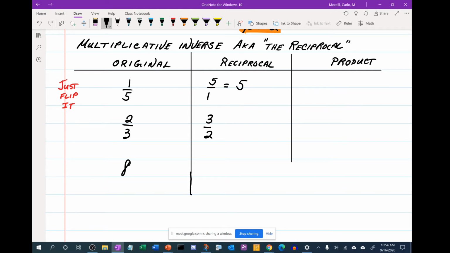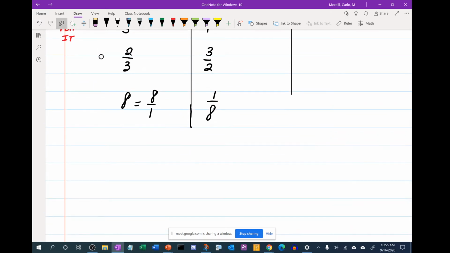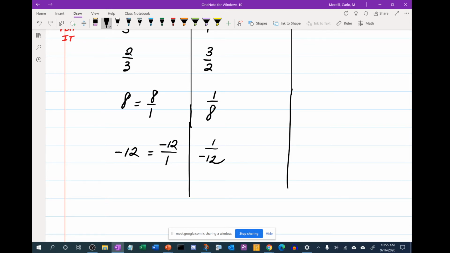Now, the reason that that's the reciprocal of 8 is because 8 is equal to 8 over 1. And so the reciprocal is 1 over 8. Good. Let me make sure you've got these whole numbers down. How about negative 12? What's the reciprocal? One over negative 12. So this is equal to negative 12 over 1. And then, was it Curtis? Curtis flipped it. And so he said 1 over negative 12.